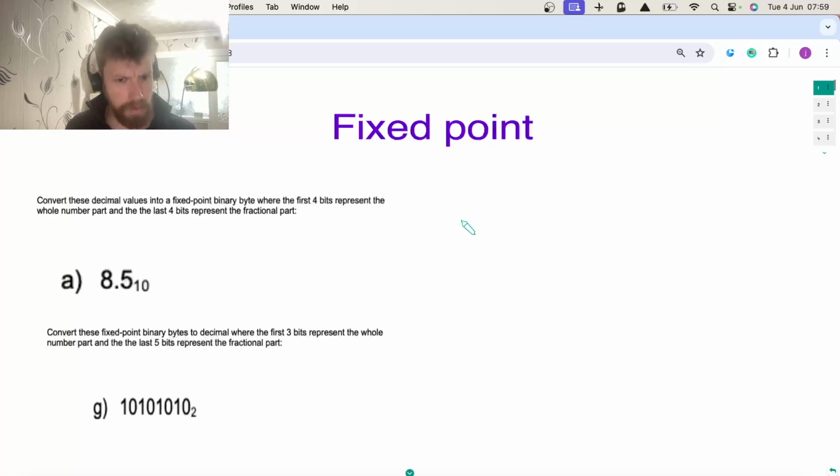So first of all, we're going to look at fixed point. Fixed point is essentially normal binary to denary conversions, but you've got a binary number with a decimal point in there. So let's put our numbers in. It says 4 bits for a whole number, so 8, 4, 2, 1.